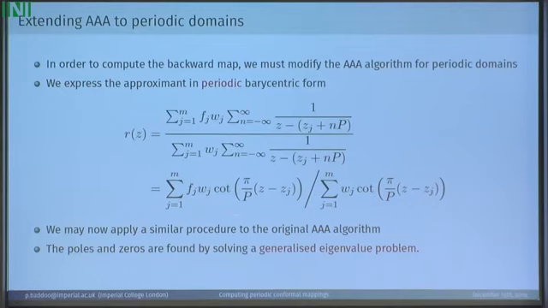And we can now apply a really similar procedure to AAA to find the weights and the support points. And then we find the poles and zeros by solving a generalized eigenvalue problem. So pretty similar to the original AAA algorithm. But how does it perform?